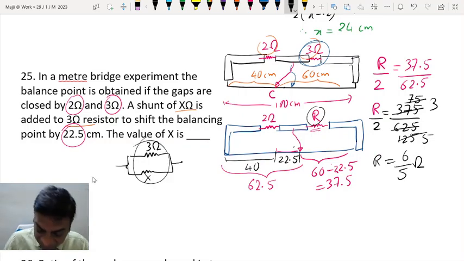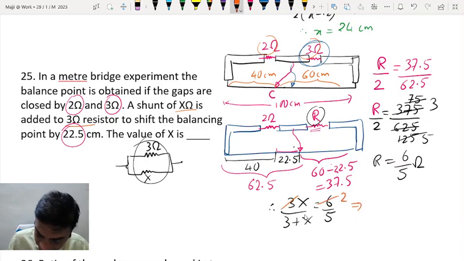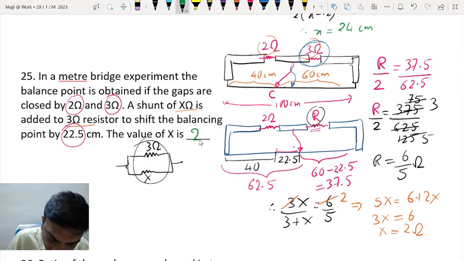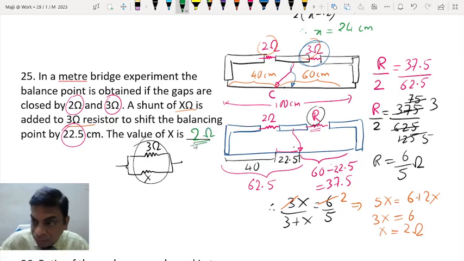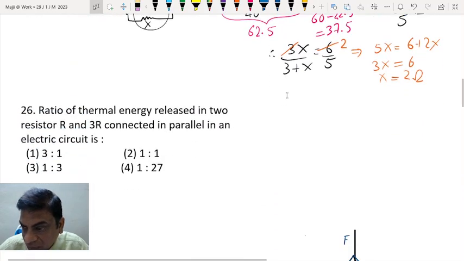So we have product upon sum is equal to 6 by 5, that is 3X upon 3 plus X. We cancel this, 3 twos are 6. So we have 5x is equal to 6 plus 2x. So 3x is equal to 6, so x is equal to 2 ohm. The correct answer is 2 ohm. The value of x is 2. Moving to the next question.